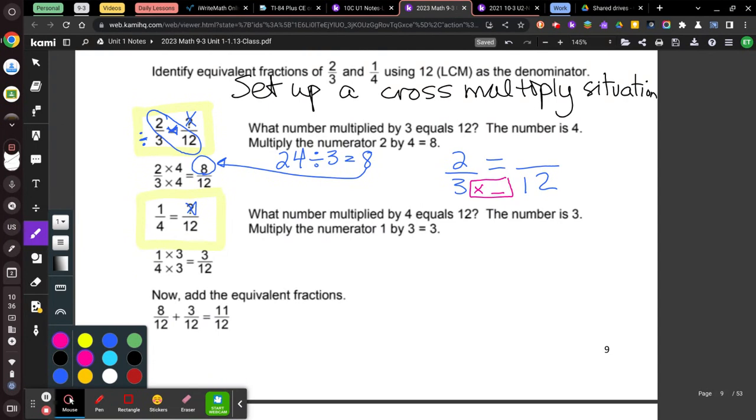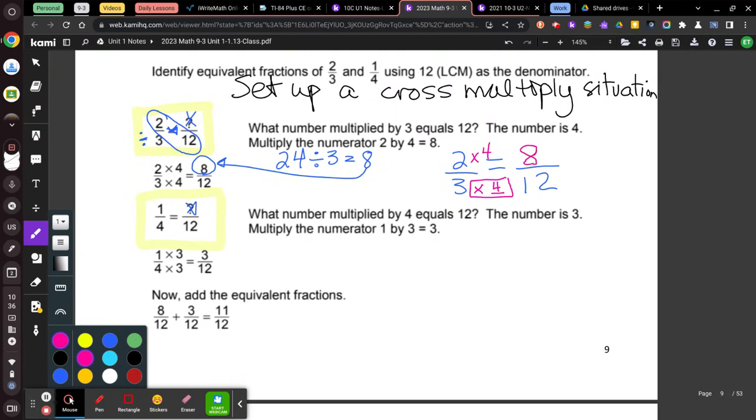So what's the opposite of timesing? Dividing. That's okay. So we would take 12 divide 3, we would get 4. So that means I times the bottom by 4. And we know with fractions, whatever I do to the bottom, I got to do to the top. So that means I'm going to times the top by 4 as well. So that's how I get my 8 on top.